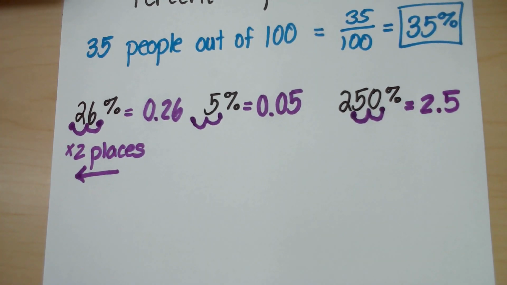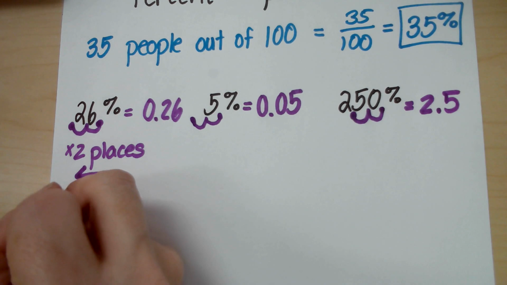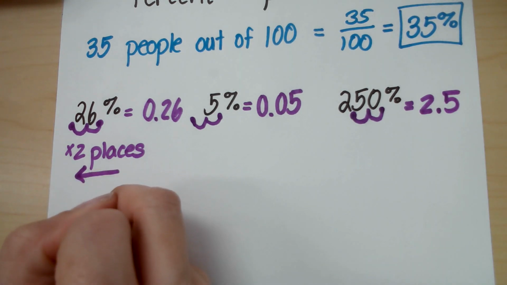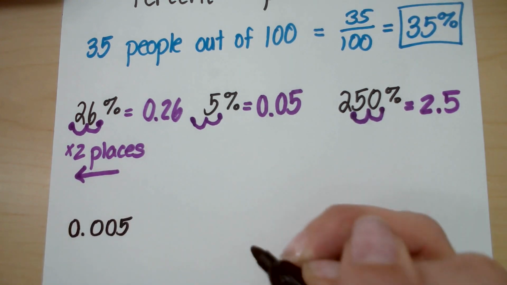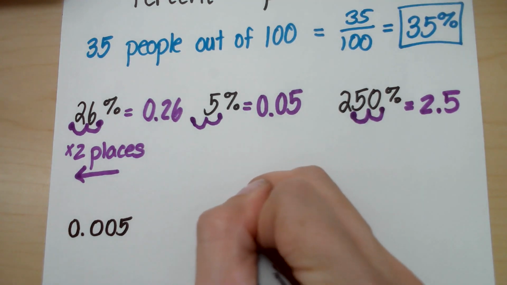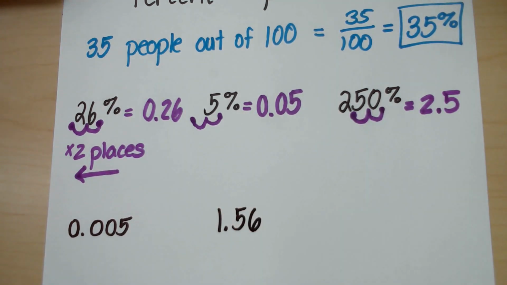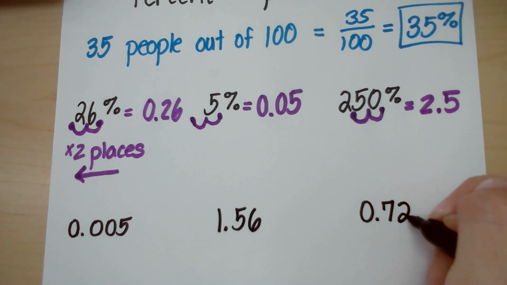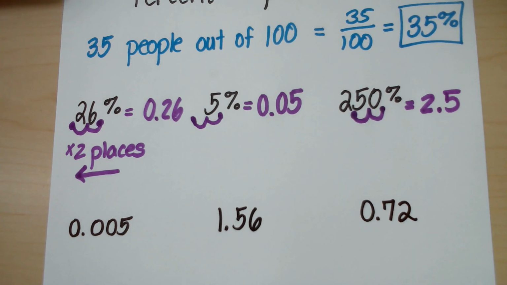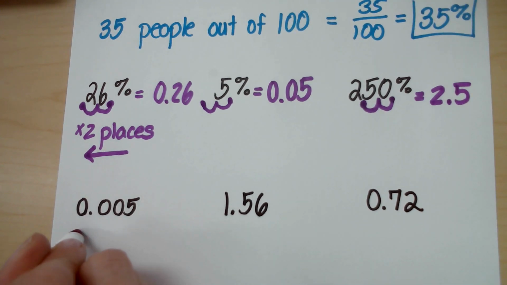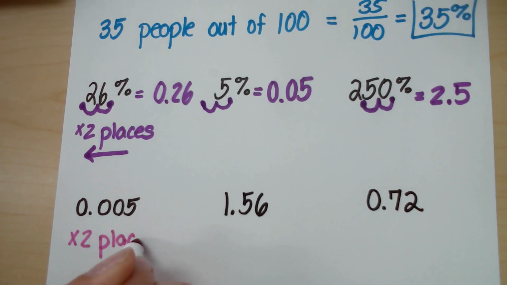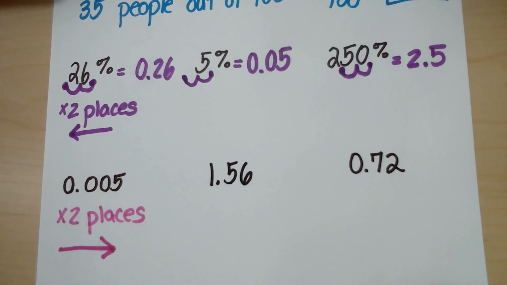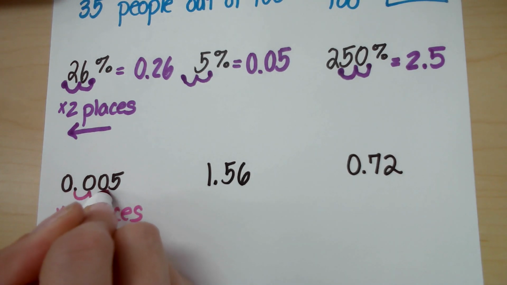But what if we have a decimal and we want to make it into a percent? For example, 0.005, 1.56, and 0.72. Now, let's say we want to turn these into percentages. So now we're going the opposite way. So we're going to go 2 places, but because we're starting as a decimal and turning it into a percent, we're going to go to the right. So this would become 2 places to the right.